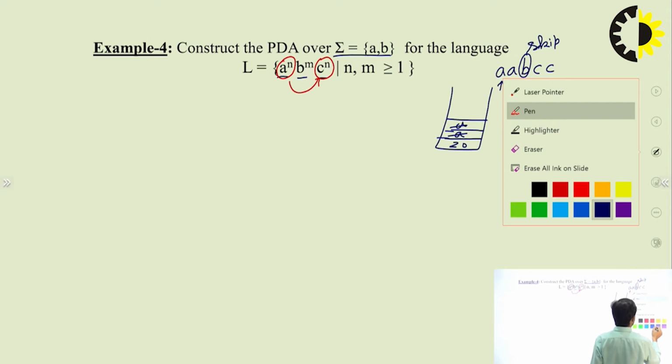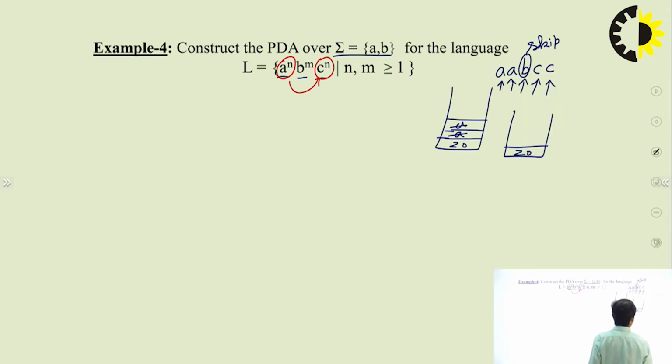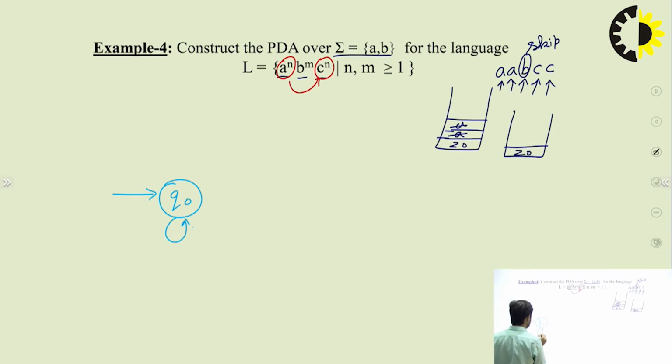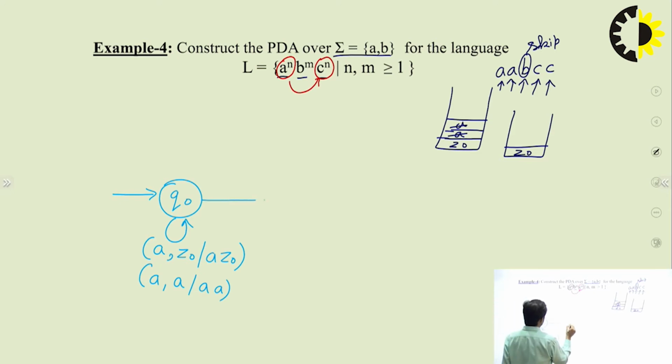So let's construct the PDA for that. Here I am at state Q node. Now when input is A, top of the stack is Z node, we push A Z node. When input is A, top of the stack is A, we push A. So we push all the A's till now. Now when input is B and top of the stack is A, we keep it as A only. We only skip.